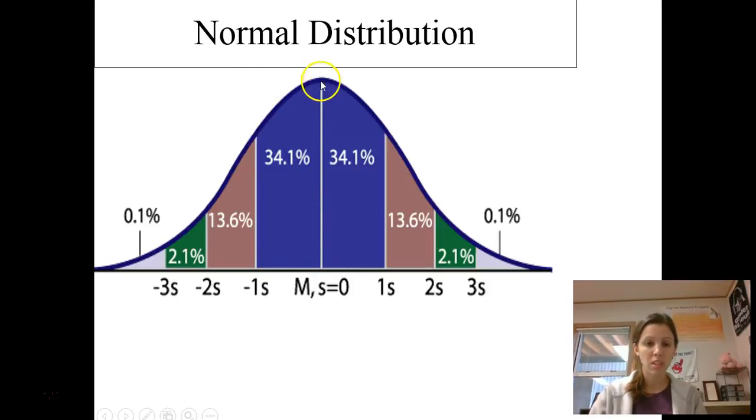So you can see, if it was on a bar graph, this would be the most, most of your responses are right here. This is also the middle number because 50% fall on both sides, and it's also the average.